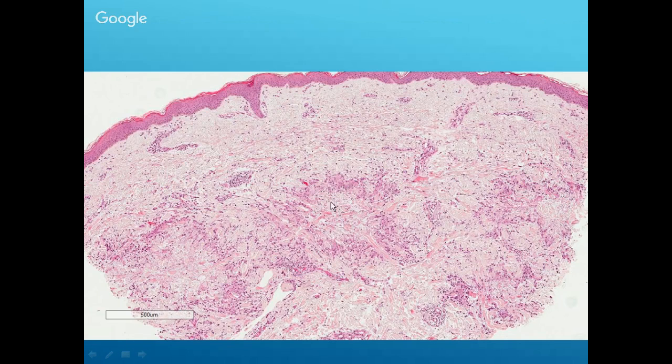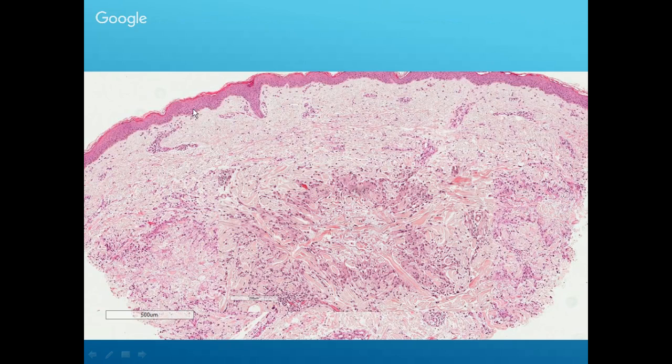So why is it called palisaded? Because it forms like a palisade around this necrobiotic collagen. This is a palisaded granuloma, and if you go high power, what is it composed of? This is composed of macrophages. You see a lot of macrophages and lymphocytes that are forming like a fence around this collagen material, and that is a palisaded granuloma, and that is what you're going to see in granuloma annulare.